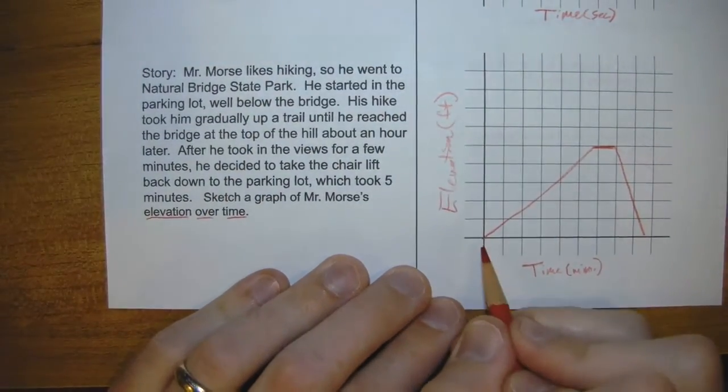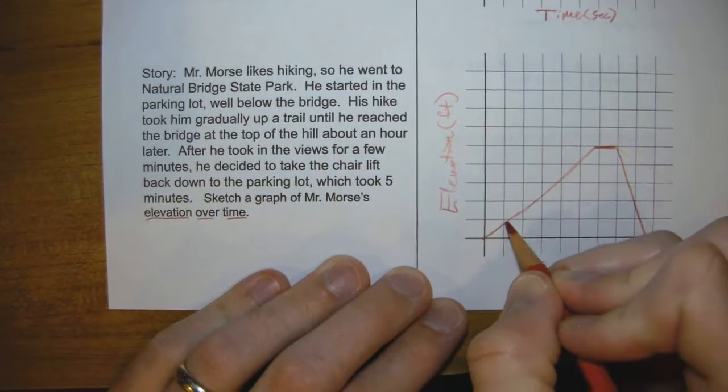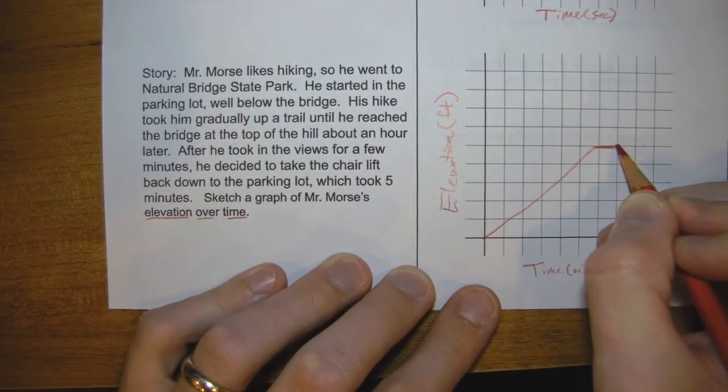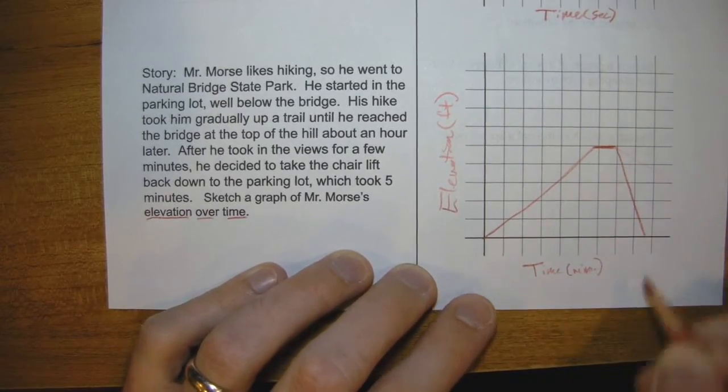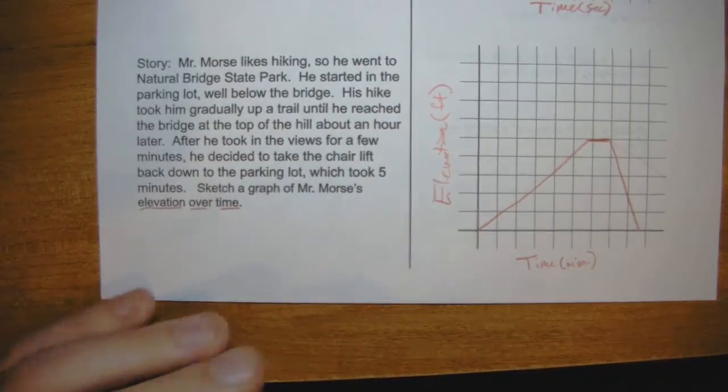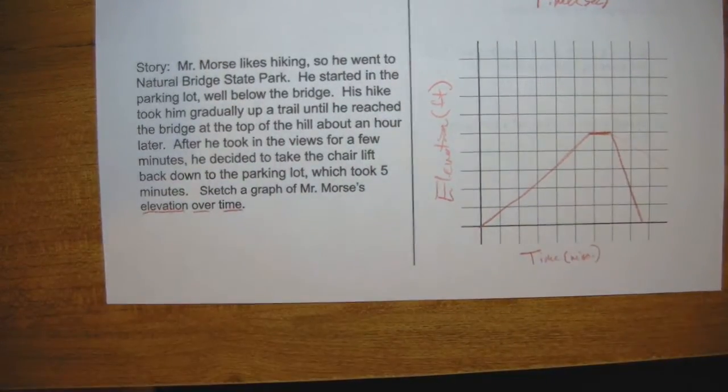And there we go. So a gradual trip up. He's going up, up, up, up, up, walks up, gets to the top, spends some time looking around, gets on the chairlift, boom, back down to the parking lot. Again, not a very specific graph, but it gives a basic indication of what's happening. Guys and gals, that's what we're looking for.